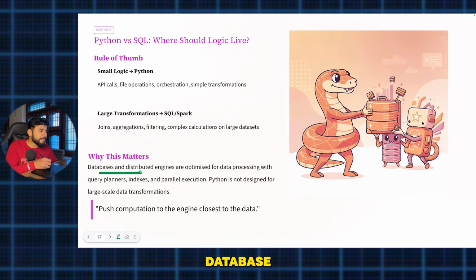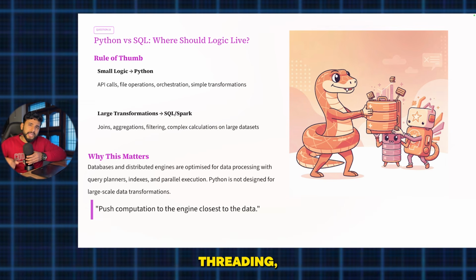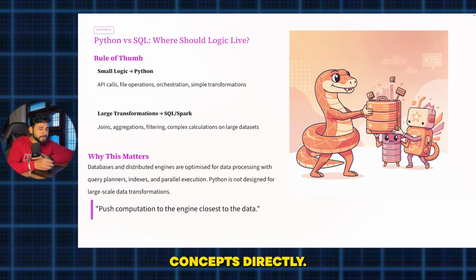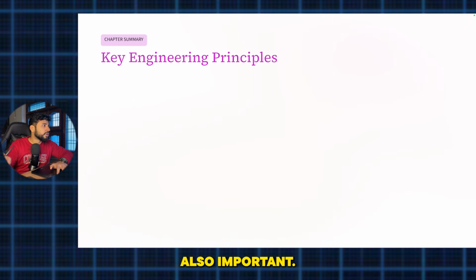Why it matters? Databases and distributed systems are optimized for data processing with query planner, indexes, and parallel execution. But as we talked about Python in the previous slides, Python is not designed for large scale data transformation. When you use Python directly, it will slow down because it is a single threaded system. You have to use multi-threading or multi-processing concepts directly, so it doesn't support those kinds of things. Okay, that is also important.